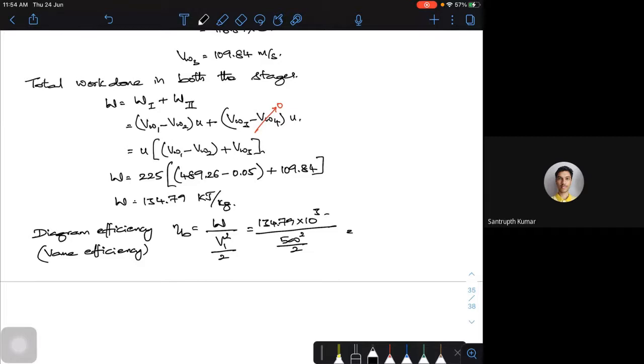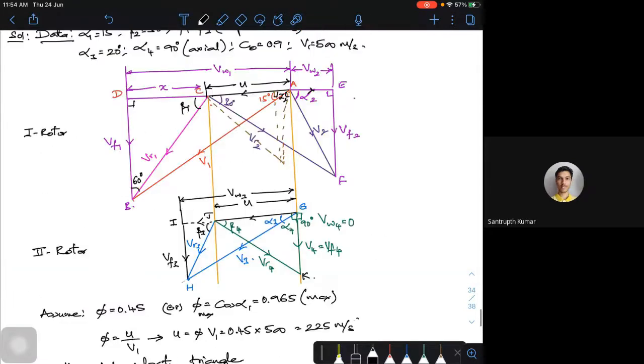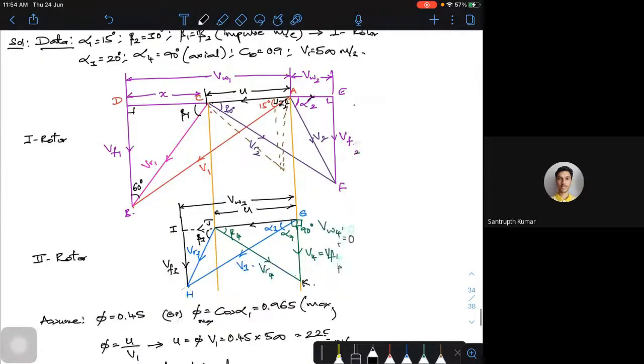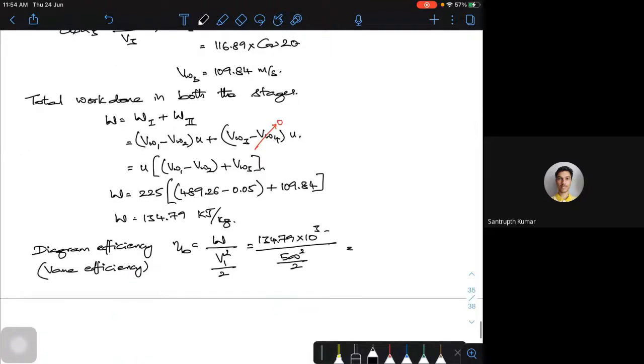So how much is 500 square? V1 is 500. So efficiency is 134.79 into 10 to the power of 3 divided by 500 square.